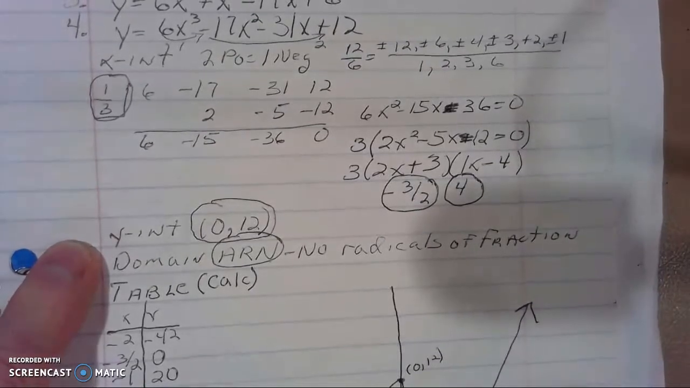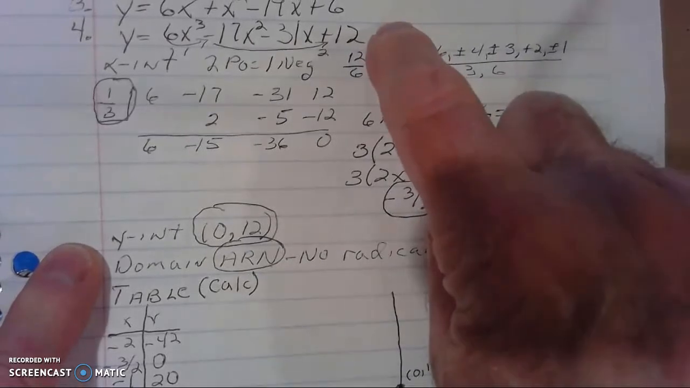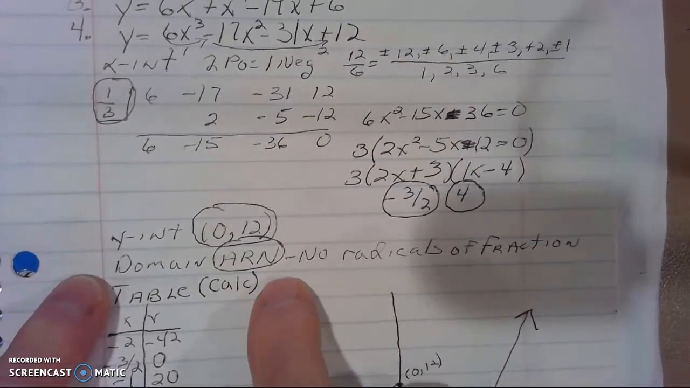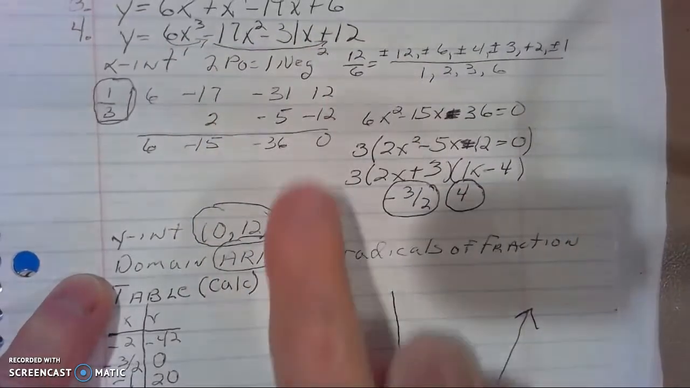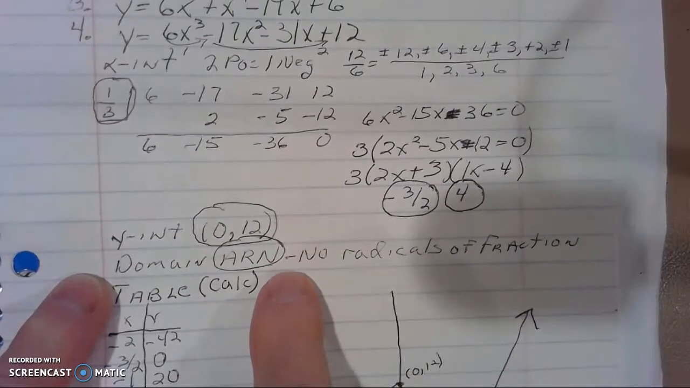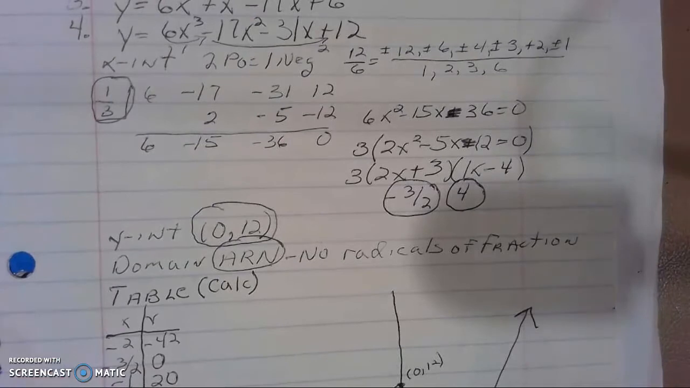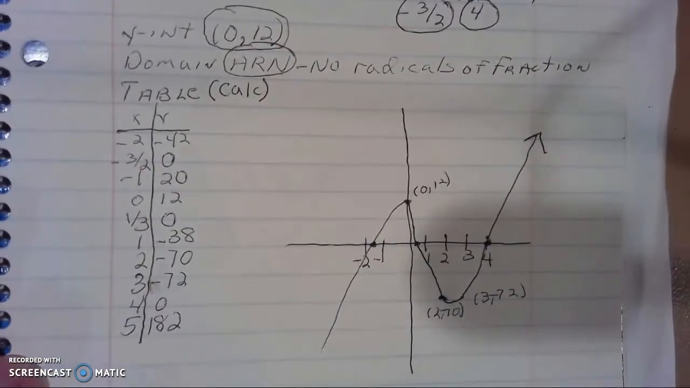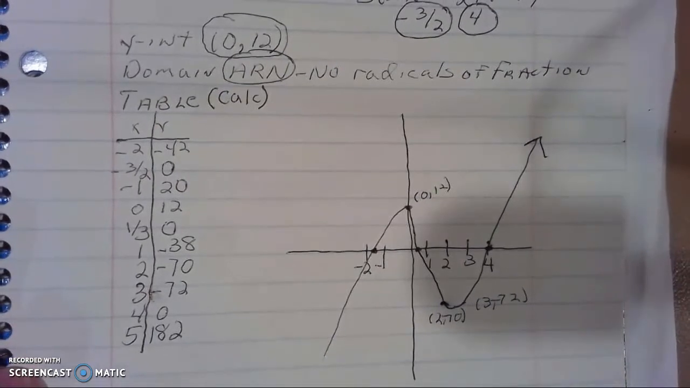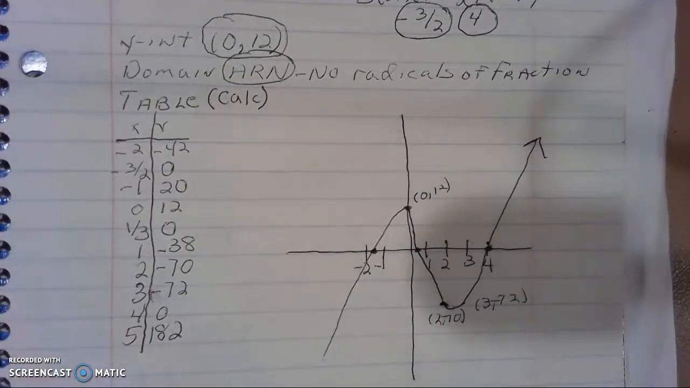Y-intercept is found by putting 0 in for your x's, and it comes out to this 12. The domain, there's no denominators with x's, there's no radicals, so it's all real numbers. Okay, the range I forgot to write is also all real numbers. Then I used a calculator to find the table with assorted values there, or by hand if you don't have a calculator, but you need to have some values.